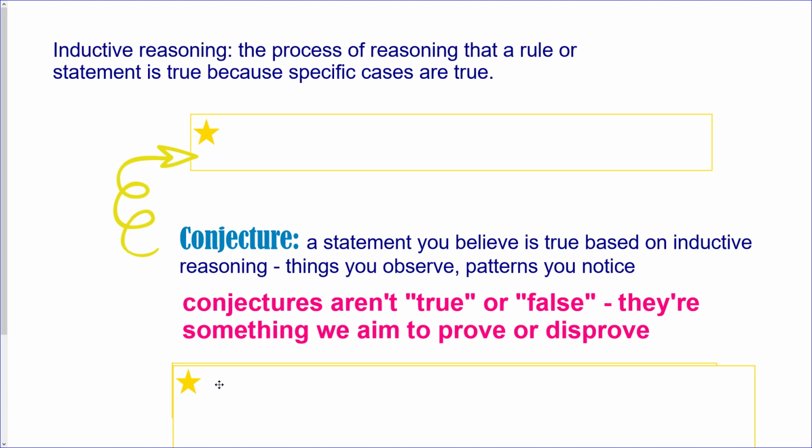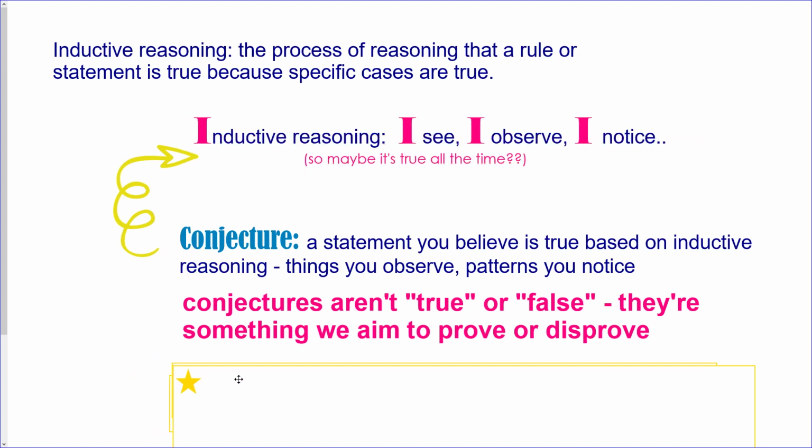Now, conjectures aren't necessarily true or false. They're just something you aim to prove or disprove. You might notice something and make a conjecture about it, but you might be completely off. That's okay. We just want to make a statement based on your patterns. All right, so the things that you're really aiming to do here are seeing something, observing, and then what do you notice? Okay, maybe it's true all the time, maybe it's not. Maybe there's something completely different that you just hadn't thought of yet. That's also a conjecture that could be made out of this occurrence.